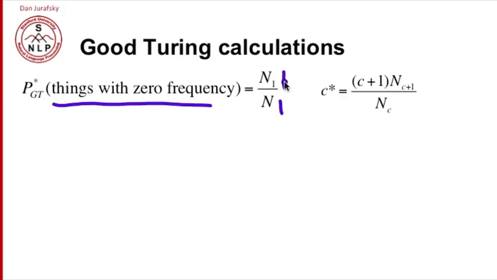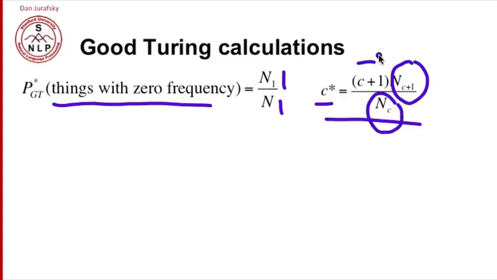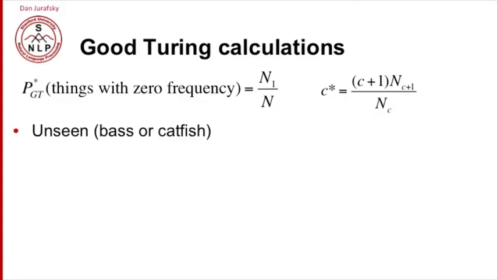Well, then what do you do with things that didn't occur with zero frequency? For that, we use the second part of the Good-Turing equation, which says the new count, C star, the Good-Turing count, is going to be (c plus 1) times N sub c plus 1 divided by N sub c. So let's just work that out, and we'll give you an intuition for why this is in a second. But let's work it out in a little example first.